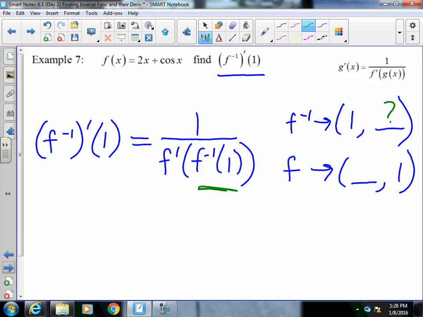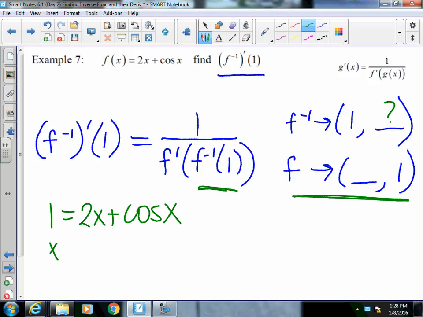which we haven't found yet, and would not be very easy to solve for, that x in 2x plus cosine of x once we've turned it into a y. So I instead am going to use this idea that on the original it would have a y value of 1. So I'm going to plug 1 into 2x plus cosine x. And if I think about this and look at my unit circle, 2 times an angle plus the cosine of the angle has to equal 1. We're going to find out that x is 0.